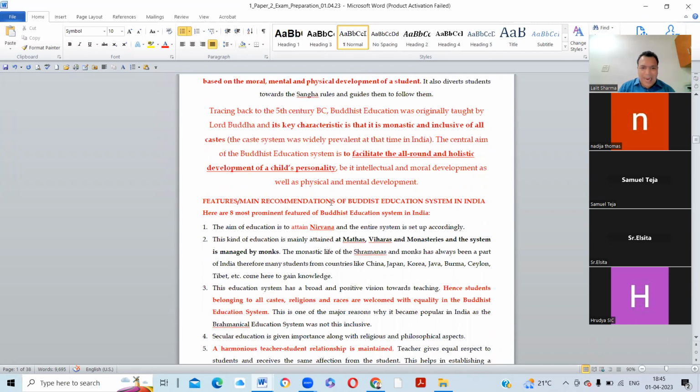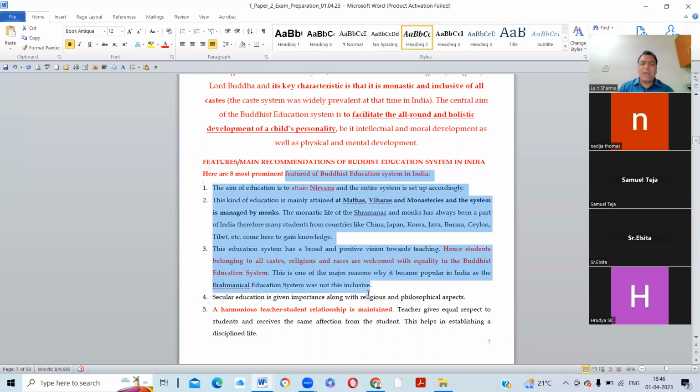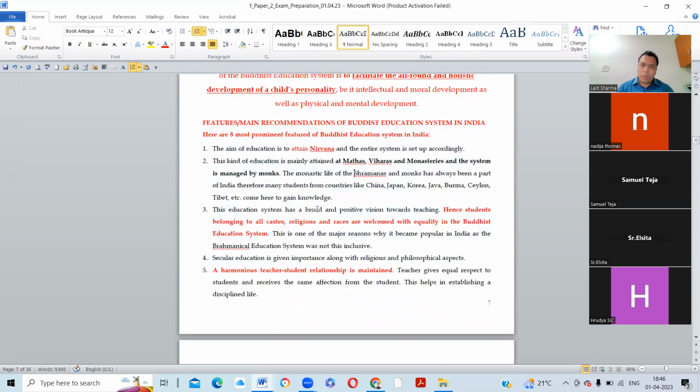Then, guys, you can make the heading. You can see that I have made the heading: main recommendations of Buddhist education system in India. If the question comes as features of Buddhist period, then you have to give the same answer, right? But if the question has come as main recommendations of Buddhist period, then guys you have to make the heading only main recommendations of Buddhist system of education. So basically this you have to explain. We have already discussed this paper, right? So let us look at it once more, right, guys?